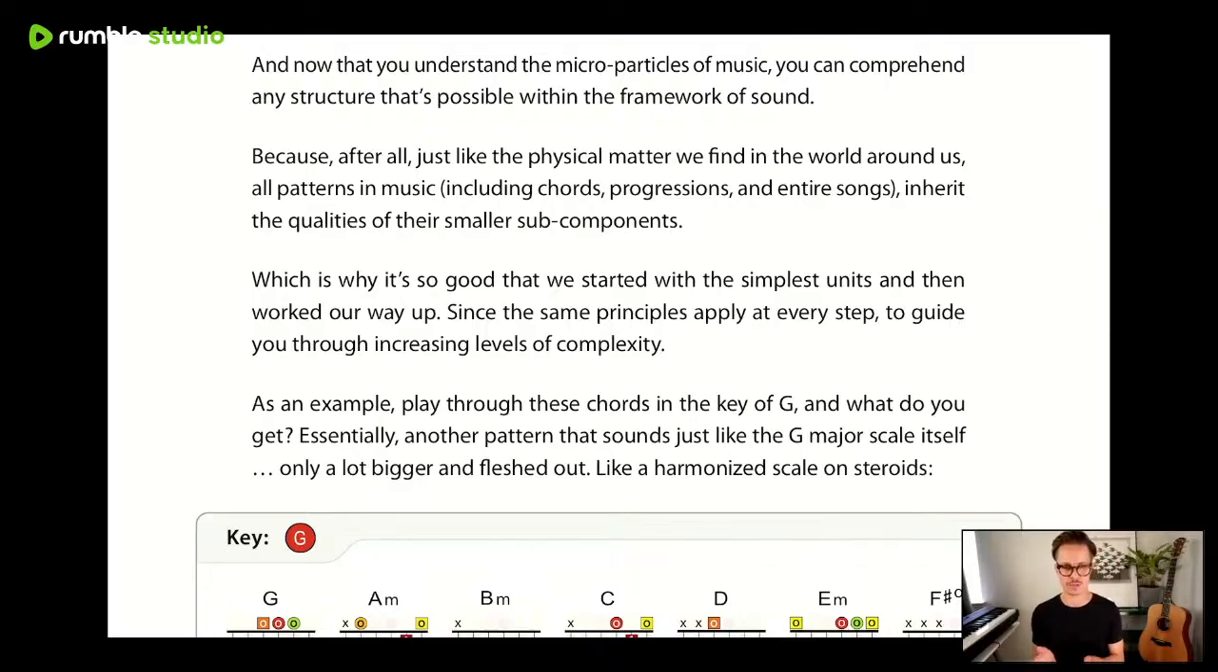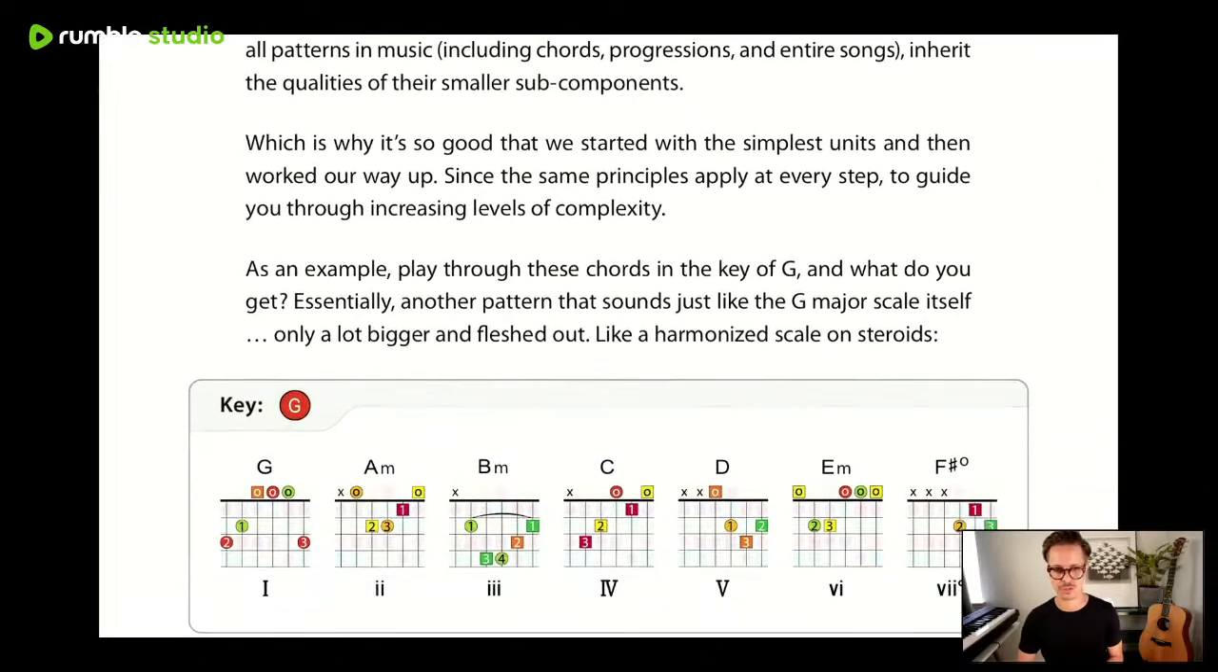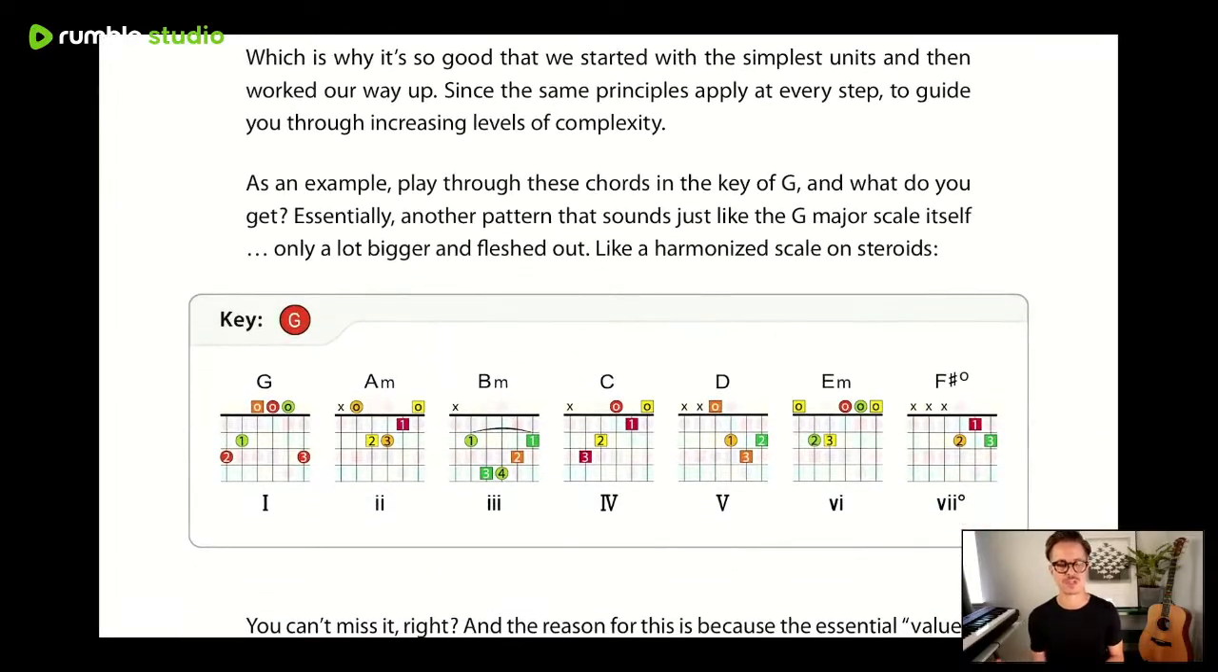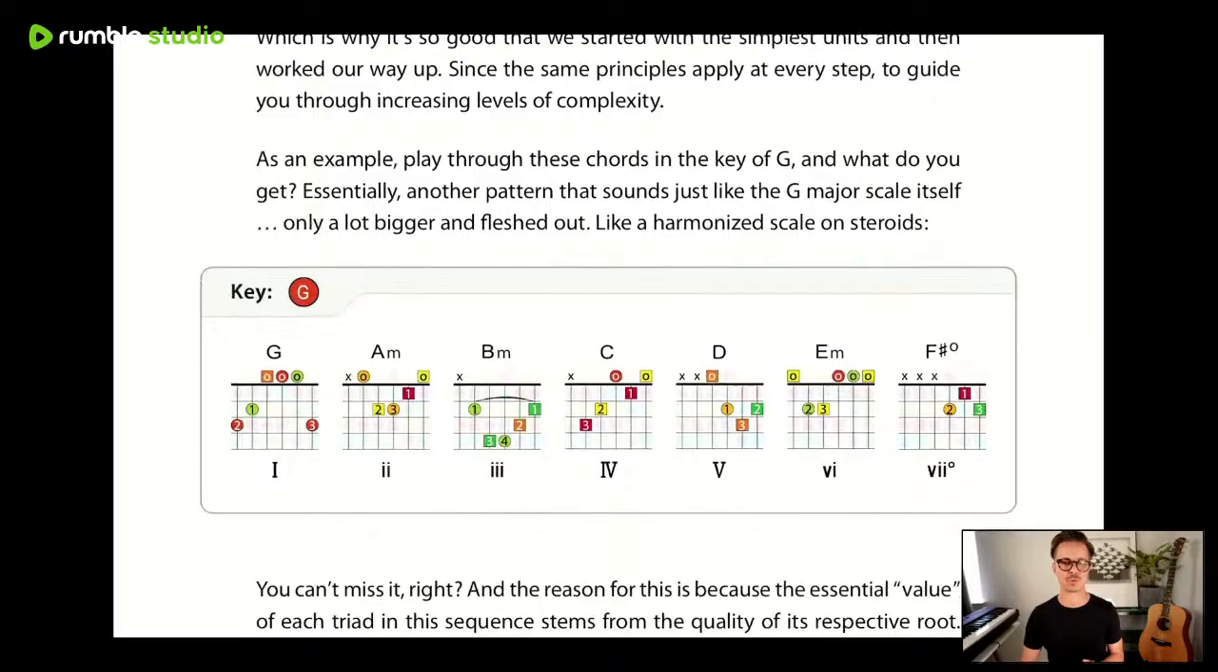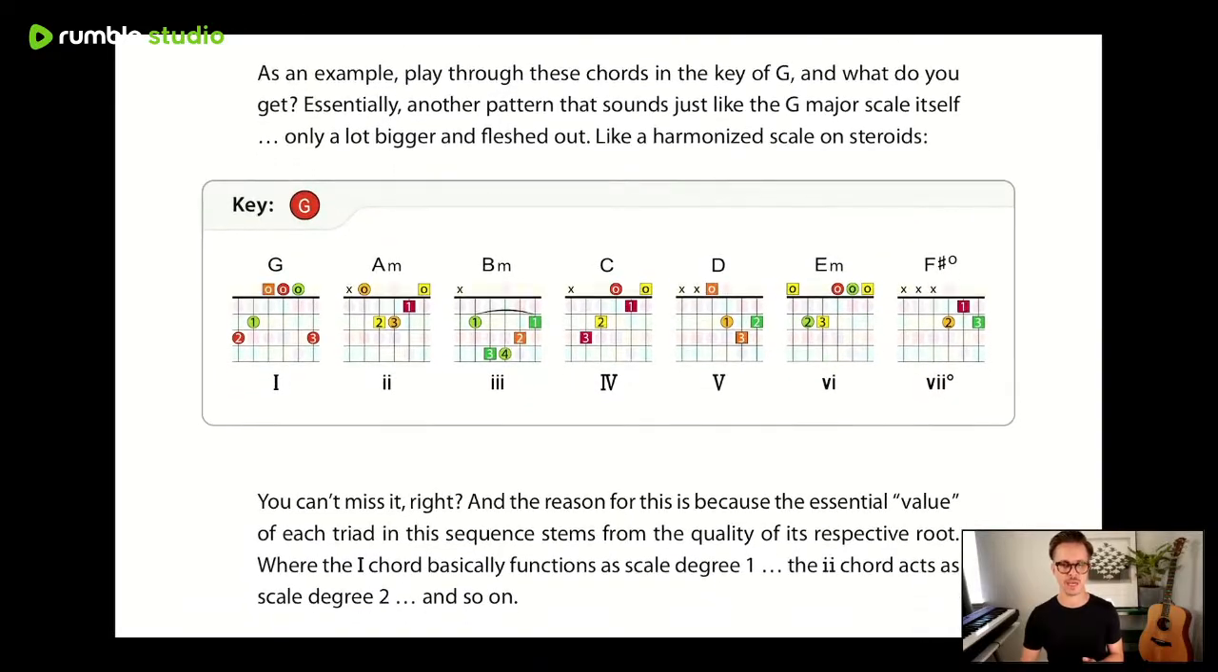Which is why it's so good that we started with the simplest units and then worked our way up, since the same principles apply at every step to guide you through increasing levels of complexity. As an example, play through these chords in the key of G, and what do you get? Essentially another pattern that sounds just like the G major scale itself, only a lot bigger and fleshed out, like a harmonized scale on steroids.